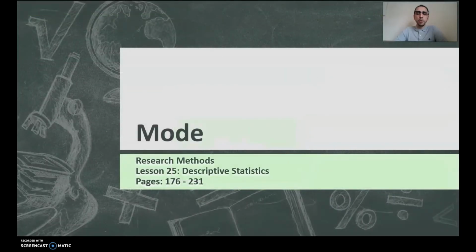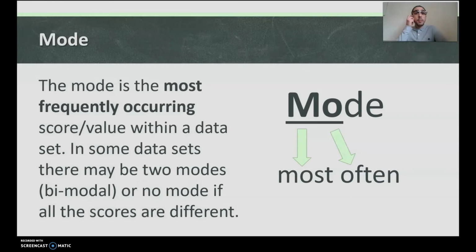Mode. Let's move on to mode. The mode is the most frequently occurring score or value within a data set. In some data sets, there may be two modes, or bimodal, or no mode if all the scores are different. The way I remember it is mode, M-O, most often. It's the number that appears most often. If there are no numbers that appear more than once, or all of the numbers appear the same amount of times, then you would say there's no mode.